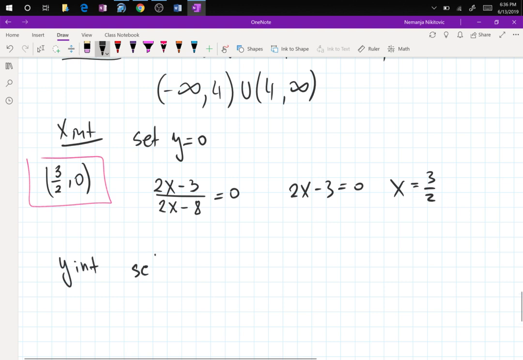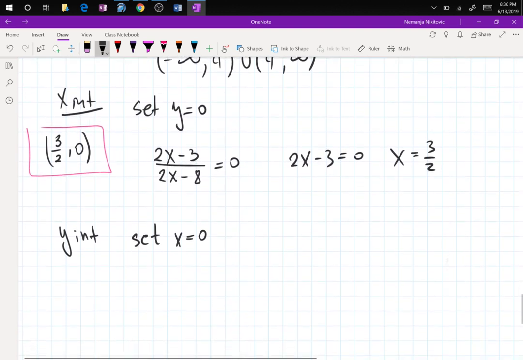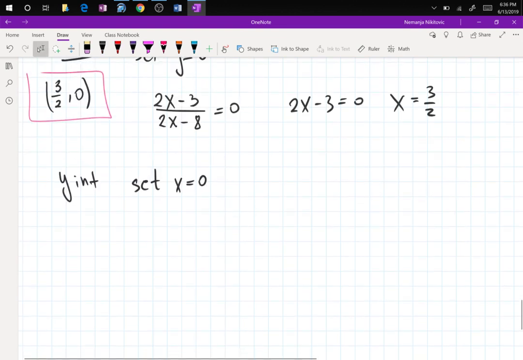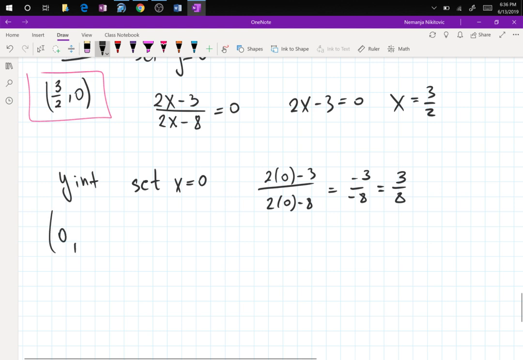Y-intercept, we set x equal to 0 and plug all of those in. So when x is equal to 0, we have 2 times 0 minus 3 divided by 2 times 0 minus 8, which is just negative 3 over negative 8, which is 3/8. So 0 and 3/8, and that's the y-intercept.